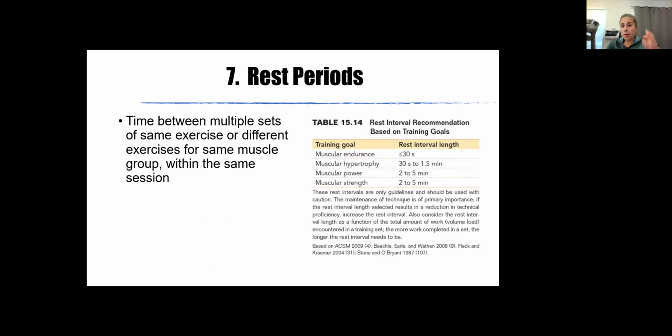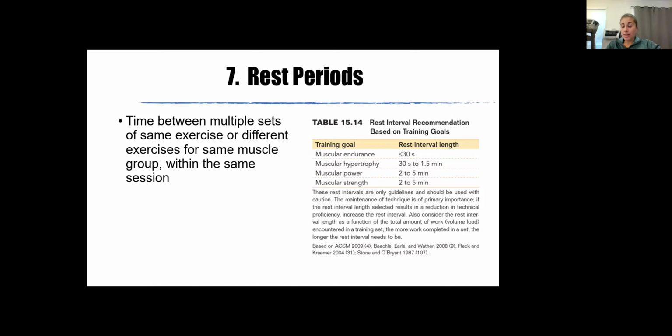So again, what is rest? This is the time between each set of the same exercise or different exercises with the same muscle group within the same session. So what you might be doing, let's say, for example, a leg press machine. You might do 3 sets, 10 repetitions. So let's say it's for hypertrophy, 3 sets of 10 reps. We're going heavy, heavy-ish, right?